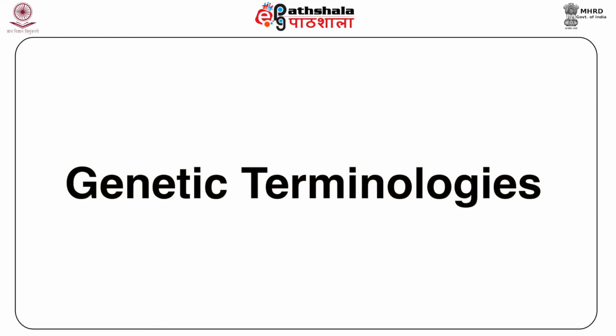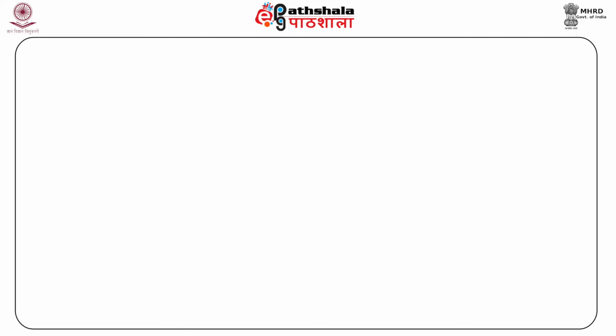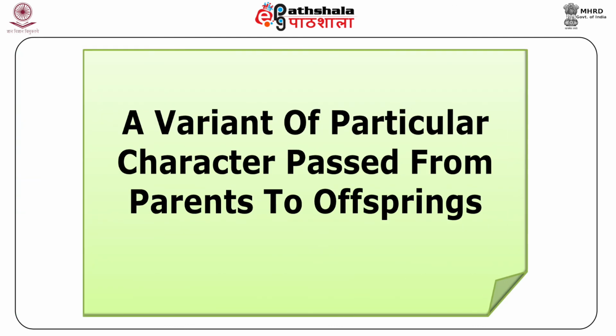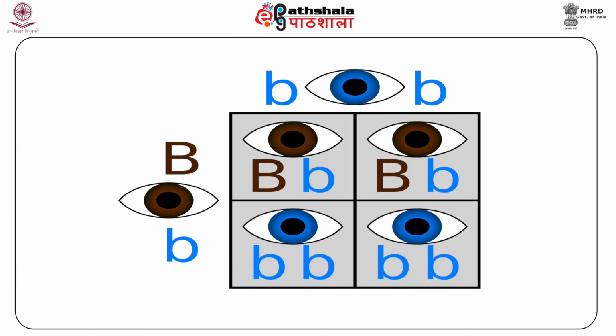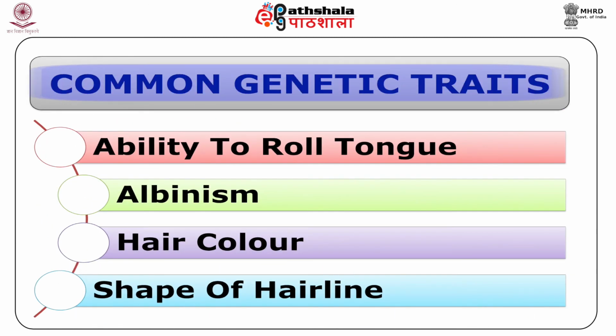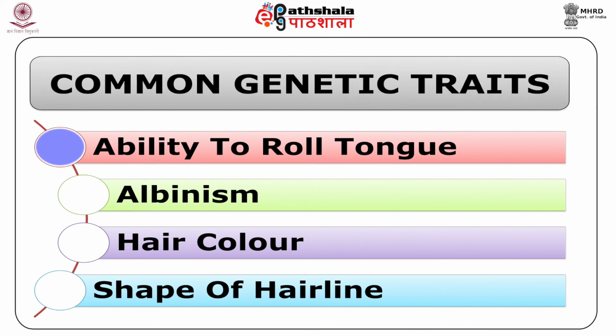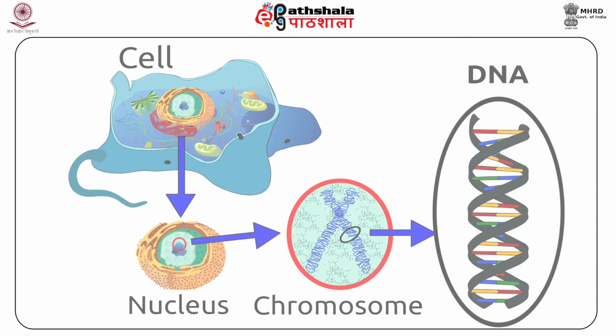Now we will study the genetic terminologies. First is trait. It is a variant of a particular character which is passed only from parents to their progeny. If eye color is the character, then brown and blue eye colors are its traits. The most common genetic traits seen in human beings include the ability to roll the tongue, albinism, hair color, shape of hairline, etc. A trait is always encoded by genes.